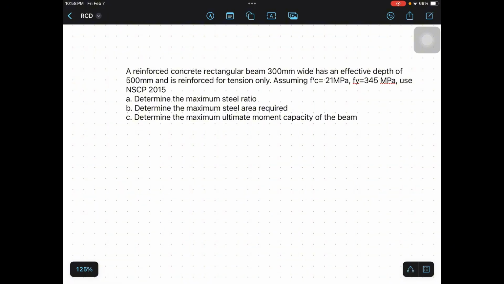A reinforced concrete rectangular beam, 300 mm wide, has an effective depth of 500 mm and is reinforced for tension only. Assuming f'c, the specified compressive strength of concrete, is 21 megapascal, and the yield strength of steel reinforcement is 345 megapascal. Using the NSCP 2015 provisions, determine the maximum steel ratio, determine the maximum steel area required, and determine the maximum ultimate moment capacity of the beam section.